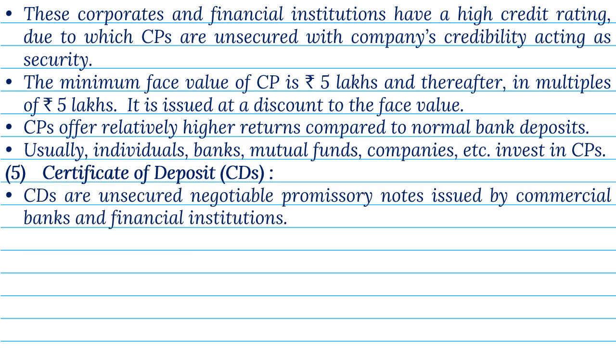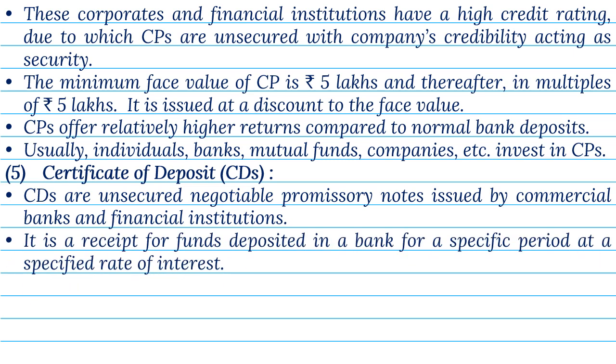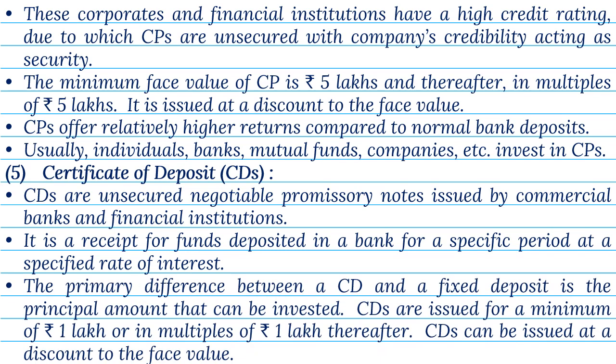5. Certificate of Deposit, CDs. CDs are unsecured negotiable promissory notes issued by commercial banks and financial institutions. It is a receipt for funds deposited in a bank for a specific period at a specified rate of interest. The primary difference between a CD and a fixed deposit is the principal amount that can be invested. CDs are issued for a minimum of rupees 1 lakh or in multiples of rupees 1 lakh thereafter. CDs can be issued at a discount to the face value.